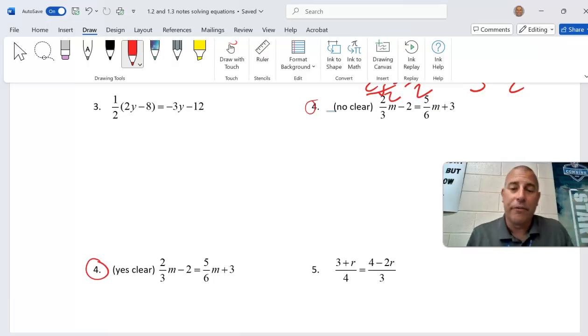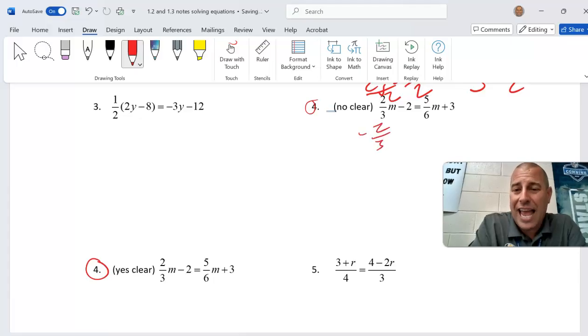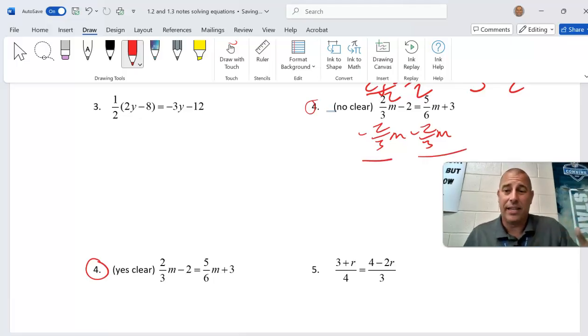So problem number 4, if we do the no clear, all right, we're just solving the equation, but we just have to play with fractions. So I'm going to get my letters to one side, my numbers to the other. I'm going to subtract the 2/3 m over. And the reason why is, like I said, I like to keep it positive. And so I know 5/6 minus 2/3 is going to be a positive number because 5/6 is bigger than 2/3.